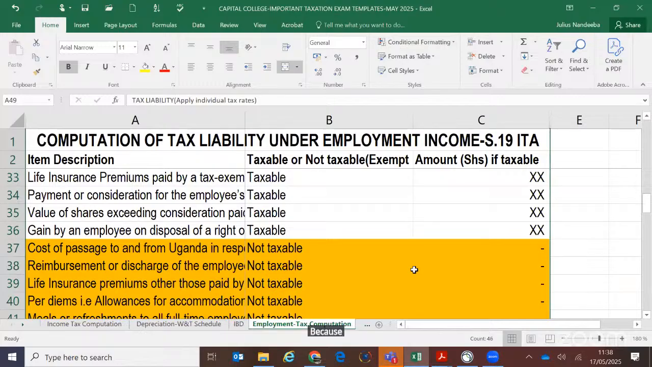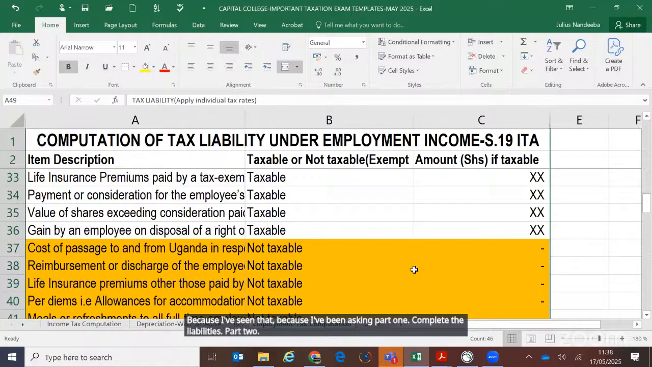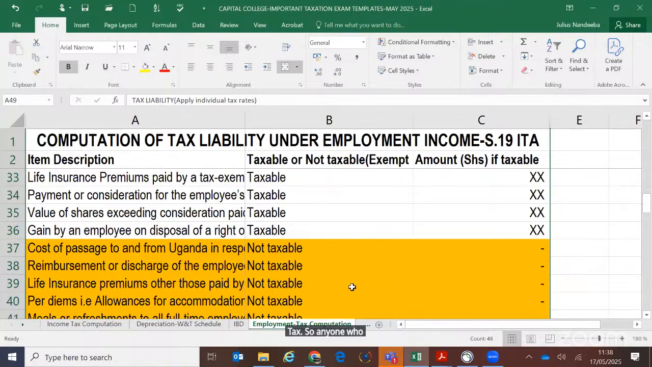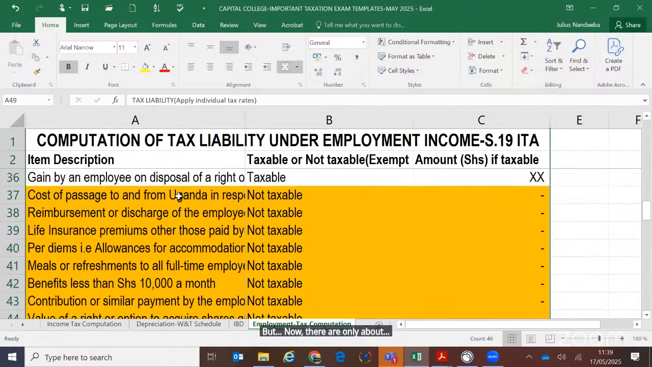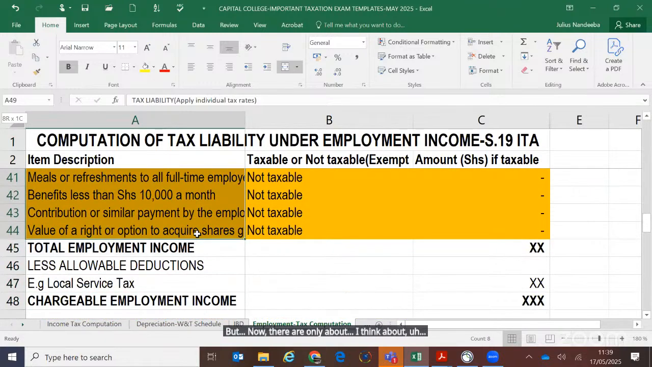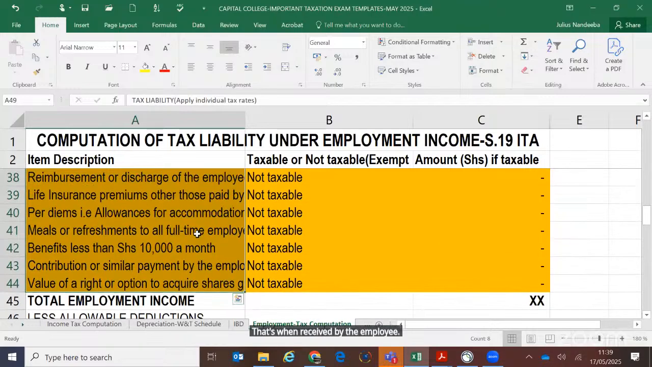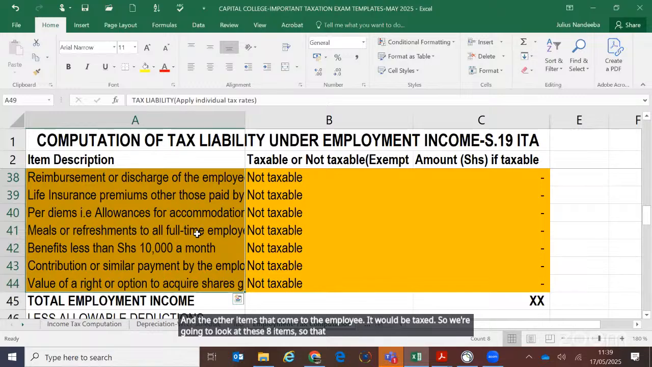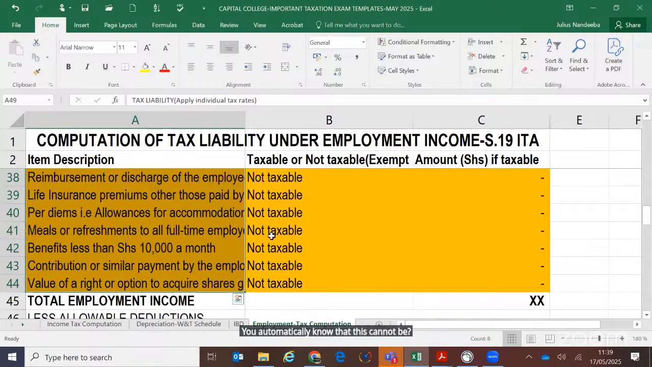Because I've seen the examiner asking part 1, compute the liability. Part 2, identify incomes, employment incomes that are not taxed or that are exempt from tax. So anyone who has picked this ends up answering both parts. Now, there are only about 8 items that when received by the employee are not going to be taxed. Any other items that come to the employee will be taxed. So we're going to look at these 8 items so that when you see it, you automatically know that this cannot be taxed on the employee.